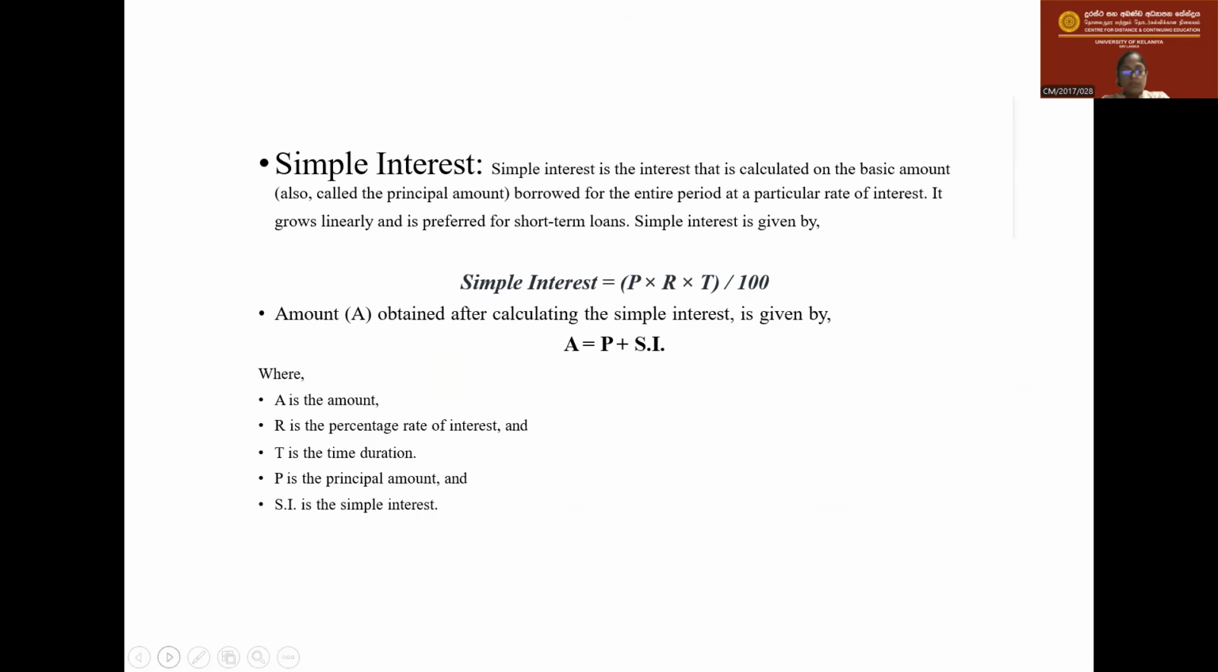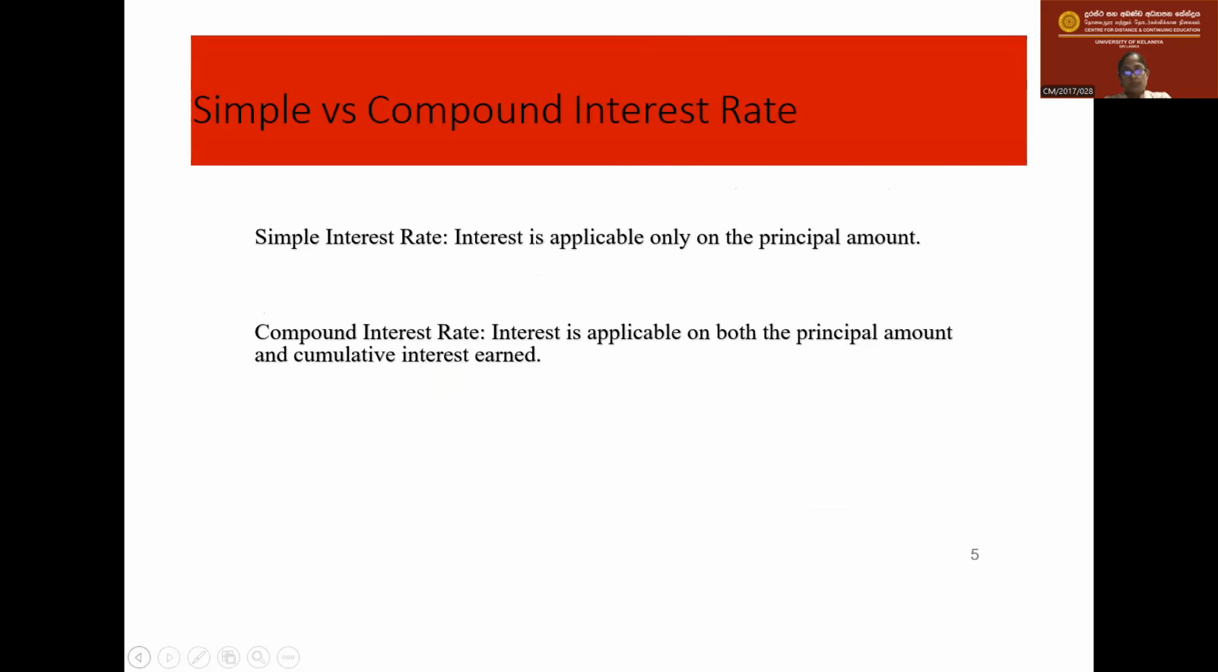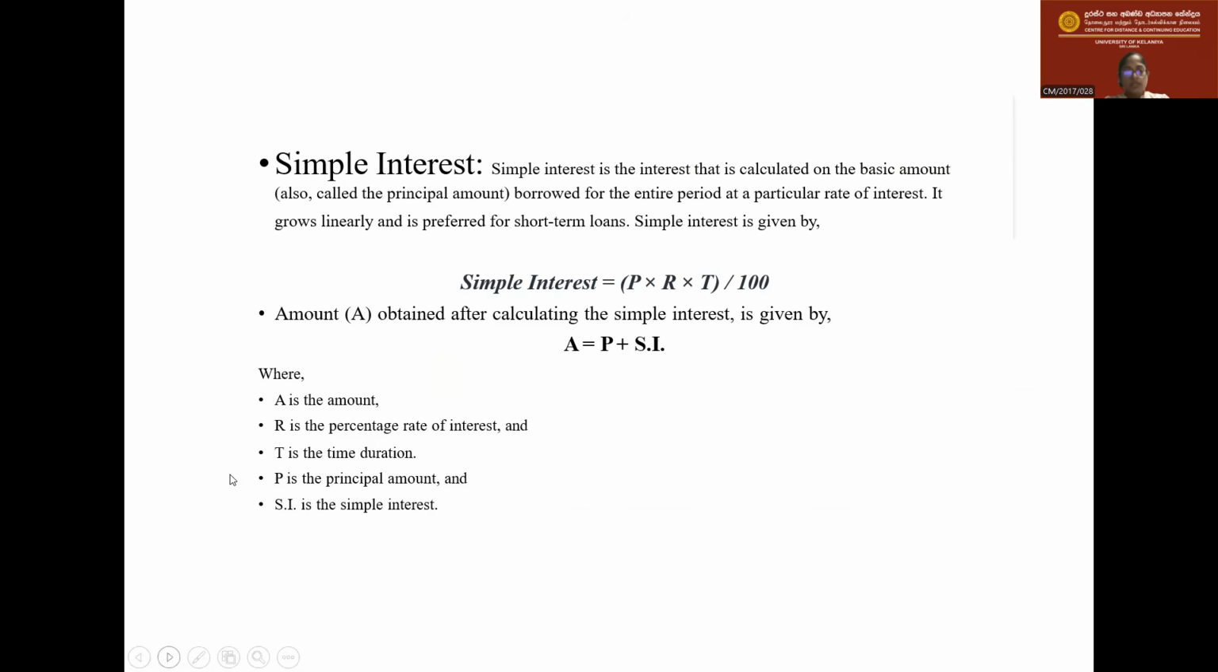We also did the comparison. In simple interest, the interest rate is always applicable to the principal amount, but when it comes to compound interest, the interest is applicable on both the principal amount and the cumulative interest earned, right? Then we obtained the relevant knowledge with respect to the formulas.